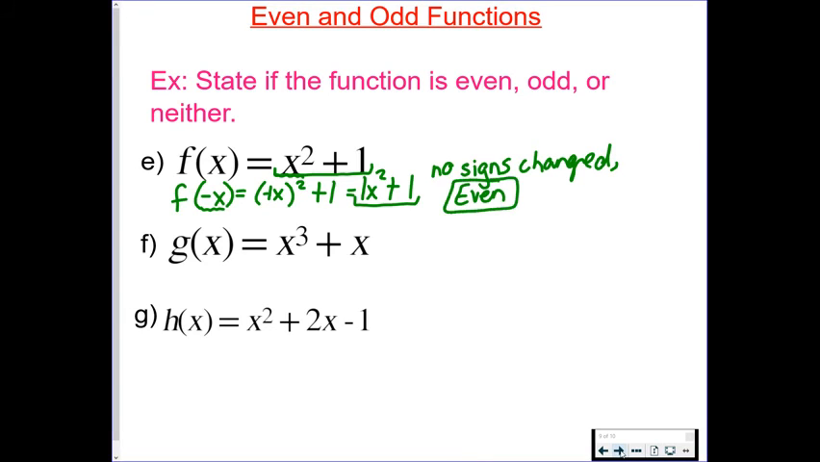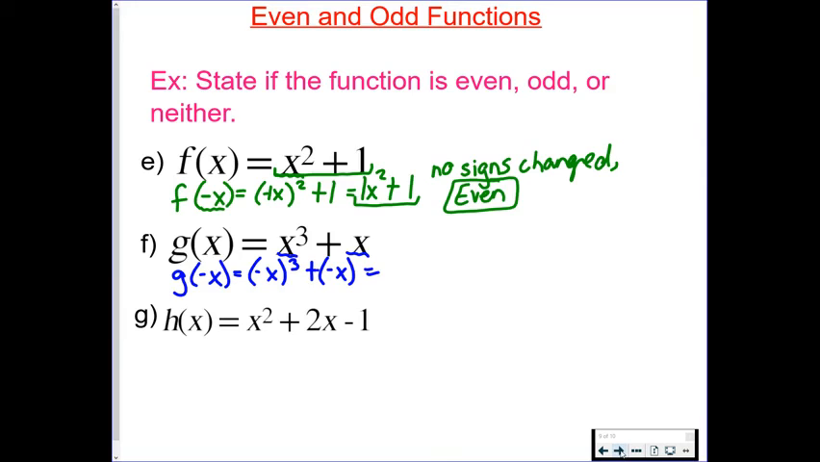Just looking back at our rules from the chart we just made. Plug in a negative for your x. We simplified. No signs changed. So it is an even function. Let's try the next one. G of negative x. Now, everywhere I see an x, I'm going to put that negative x in its place. There's another one, so I put negative x. And I'm going to simplify.